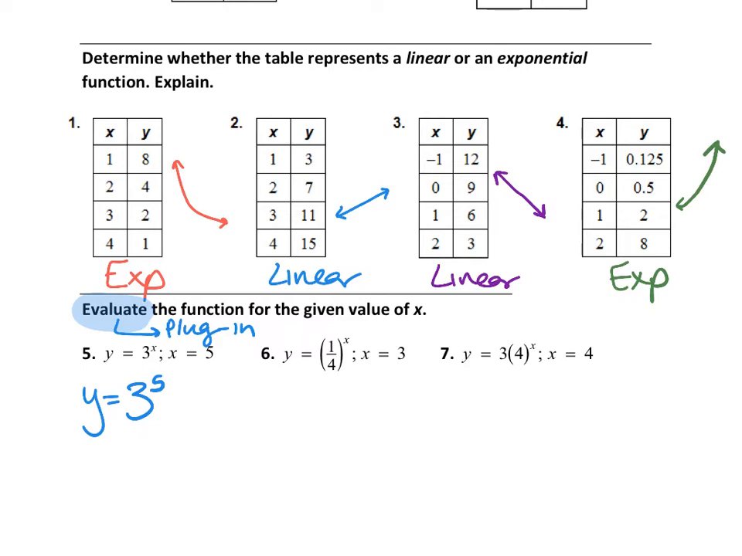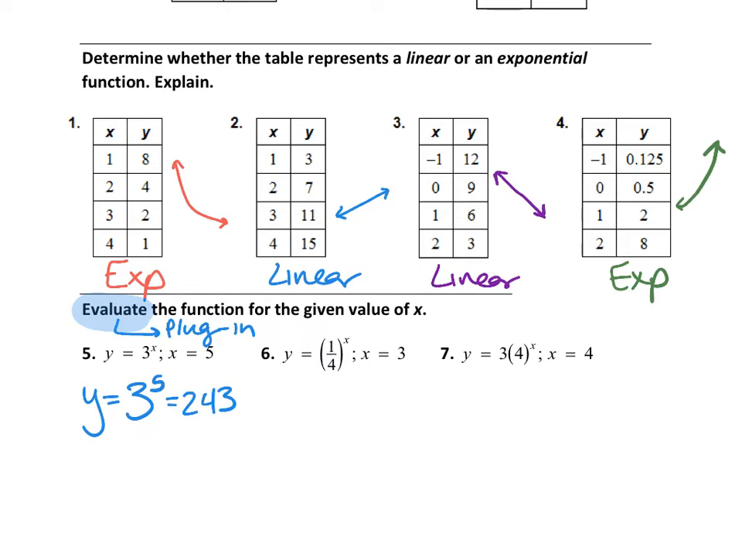243. How did you do that? She put it in her calculator. That's fine. So 3 times 3 is 9. 9 times 3 is 27. 27 times 3 is 81. 81 times 3 is 243.